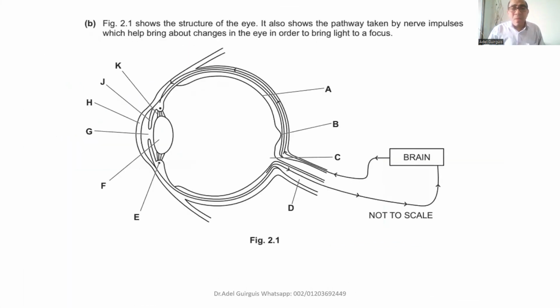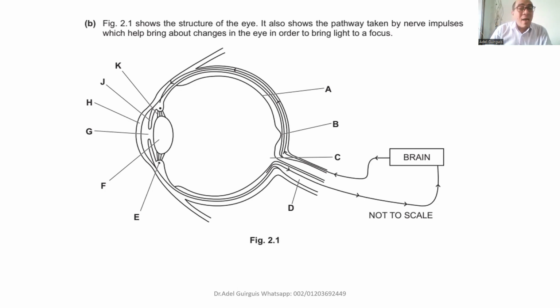Letter B. Figure 2.1 shows the structure of the eye. It also shows the pathway taken by the nerve impulses, which help bring about changes in the eye in order to bring light to focus. It is a big chance to revise all items of eye anatomy, the structure of the eye.